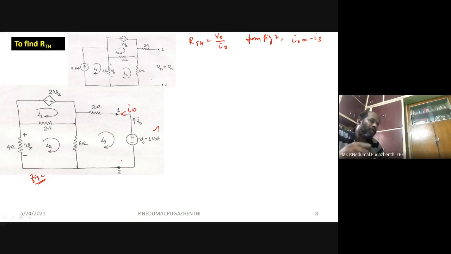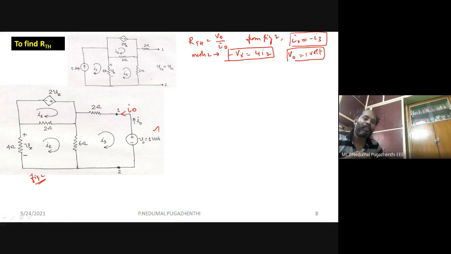Based on my second mesh, another relation is there. From mesh 2, what is Vx actually? Minus Vx is equal to 4 into I2. That is another relation. And what is provided? V naught is equal to 1 volt. That is the voltage source which we are connecting.